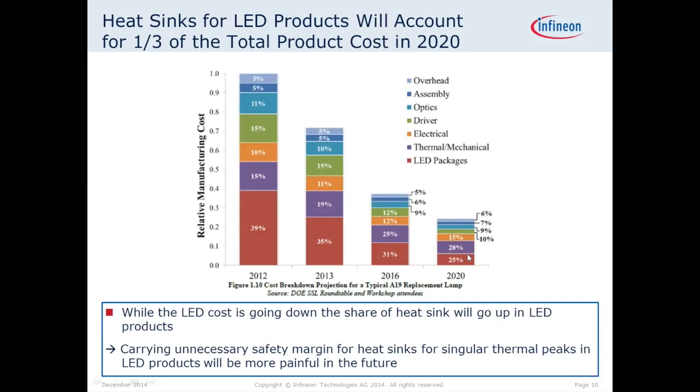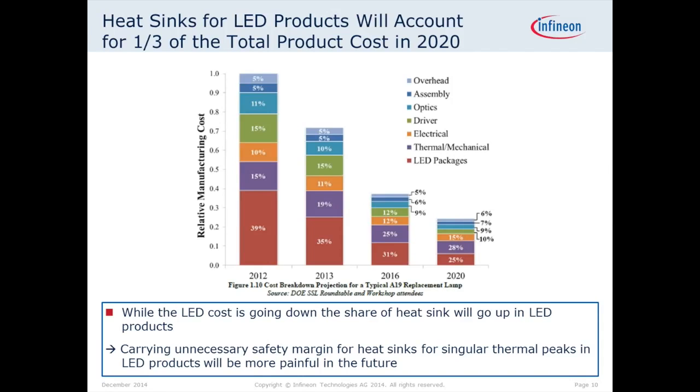If you look at 2020, you can see that due to very strong price erosion of LEDs, the share of the cost of LEDs in a lamp will be only 25%. And the heat sinks, the thermal mechanical, will make up to 28%. So the absolute cost, as you can also see here, will go down, but this doesn't change the fact that thermal heat sinks will make up a significant portion also in the future.